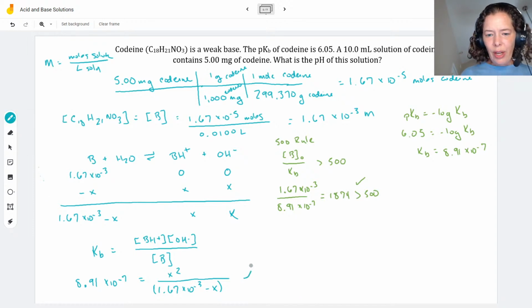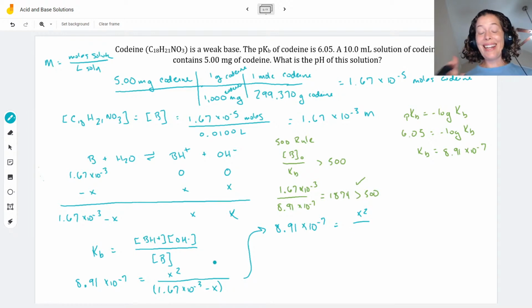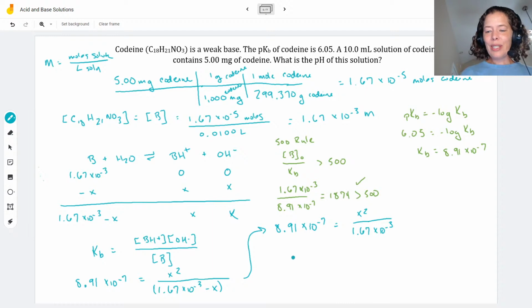Okay, so coming back up here, I'm just going to rewrite this, and I'm going to drop that minus x term. And just make sure when you drop this term that you're just dropping the minus x. I have done these problems before where I accidentally dropped the whole denominator and I got the problem wrong, because you do need to keep this 1.67 times 10 to the negative third in the denominator. That was kind of a stupid mistake that I made one time.